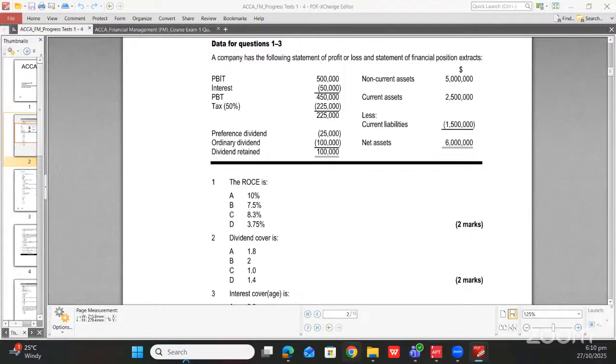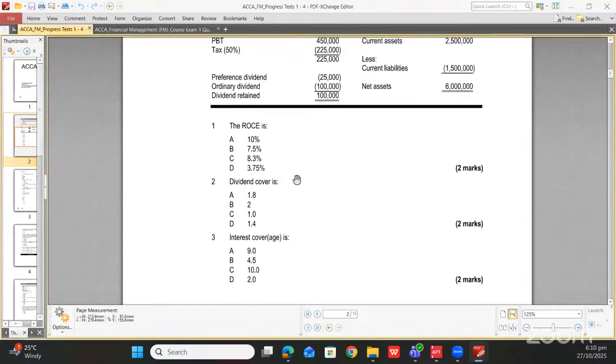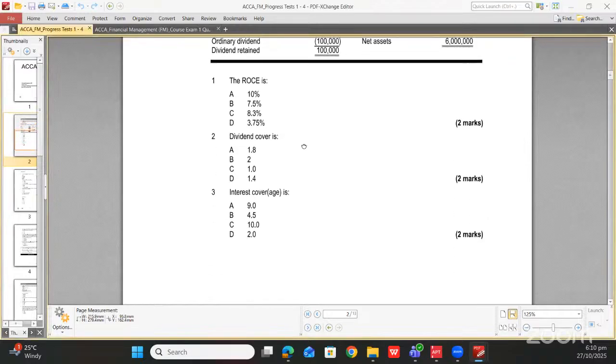Let's go through these. If you didn't do it, you have to be doing it very quickly now, because we expected you to have done these before our session. So it would be 500,000 over 6 million, and that gives you 8.3%. So that would be C, the answer for question 1.